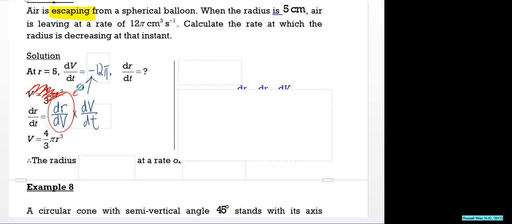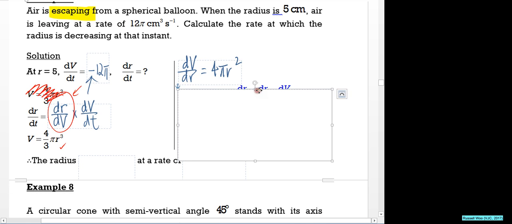Go to the next column. So from here, you will write down dv/dr. That means you differentiate this with respect to r. It is actually 4 pi r squared. Does it make sense?